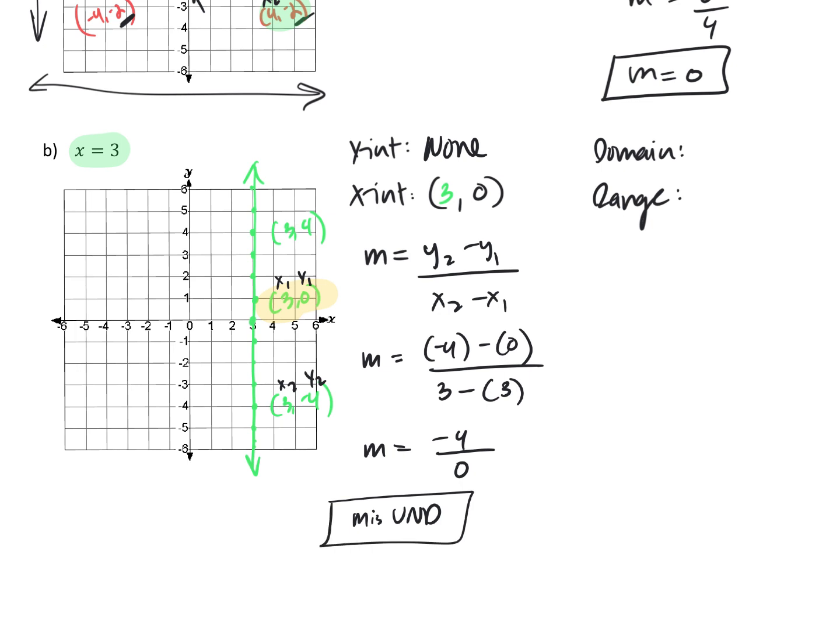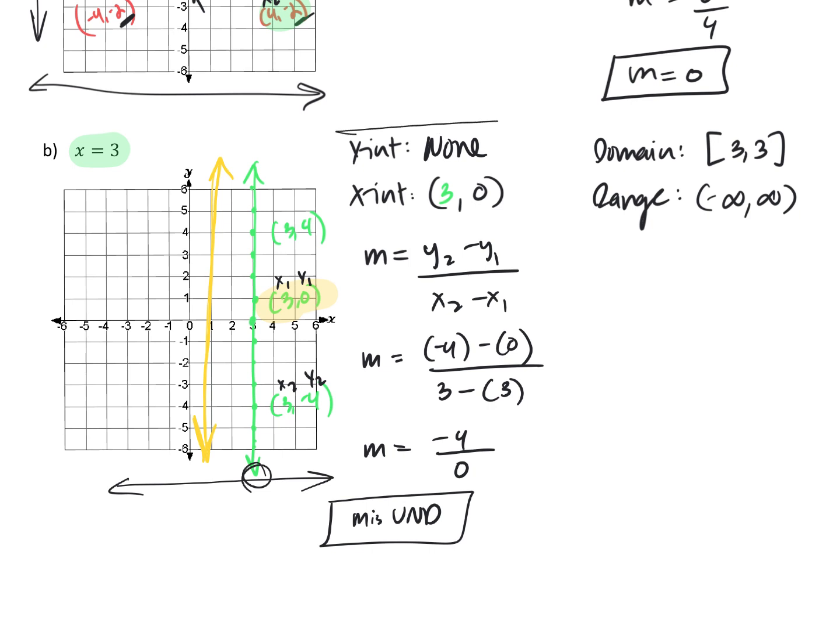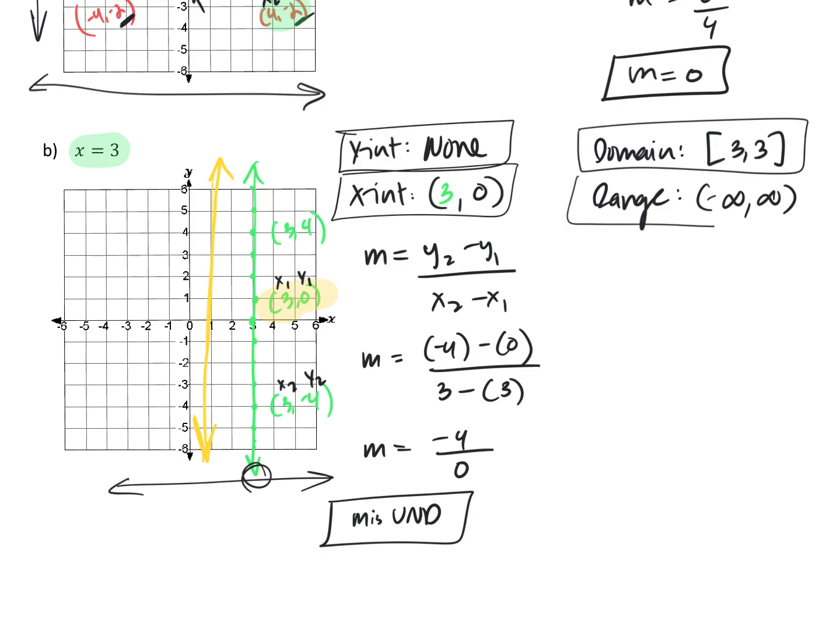Very interesting. So let's take a look at the domain. What values do we use for the x? Well, we only use 3. That's the only number we use for x. So my domain is just going to be 3 to 3. And that's it, just at one point. So my range, what numbers do I use? I use all of these numbers from negative infinity to positive infinity. So that would be my range. Then I'll go ahead, box my answers. And we're done for that one.